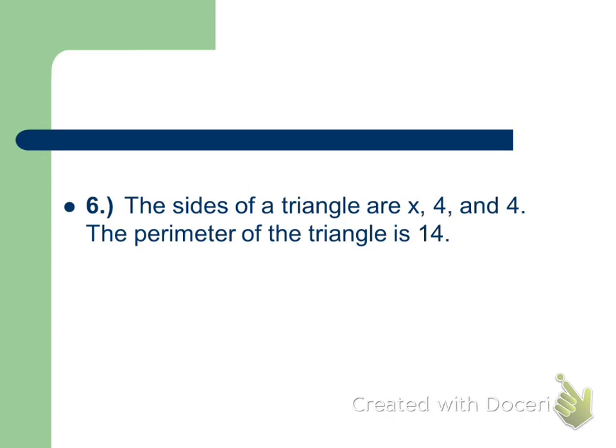Number 6, the sides of a triangle are x, 4, and 4. The perimeter of the triangle is 14. So what we need to do is write an equation for each word sentence. It does not say to solve it on these, so we'll just work on writing an equation.